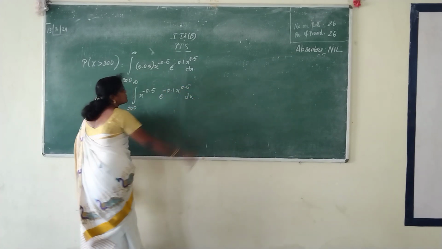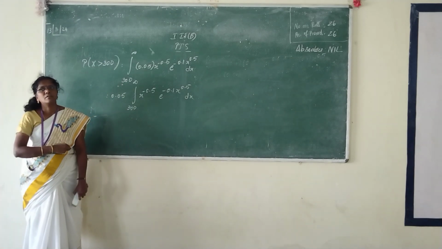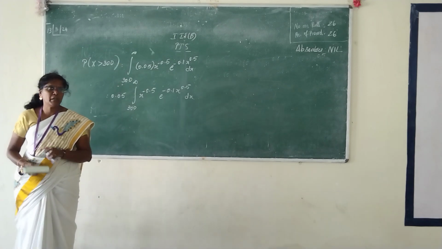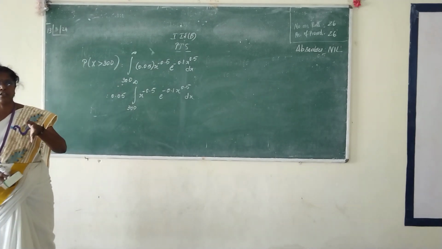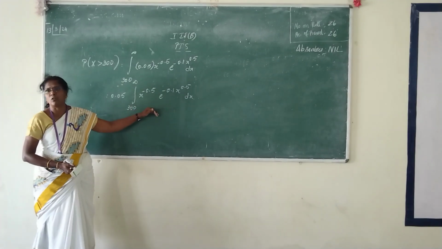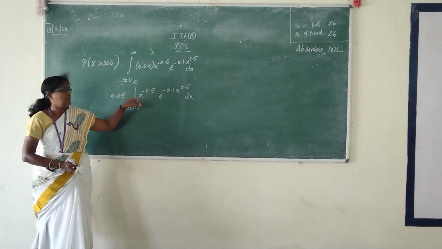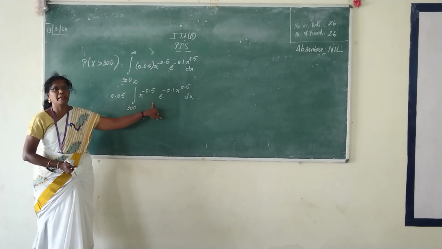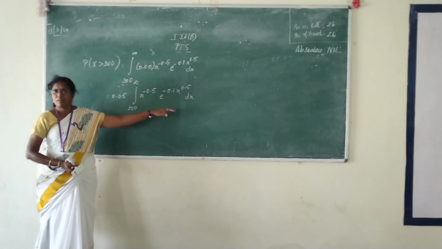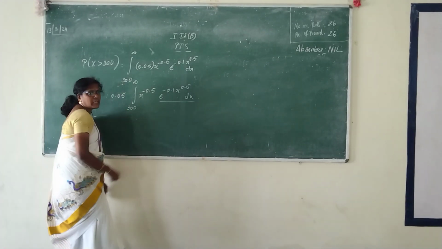Can you apply your Bernoulli's formula here, ma? Possible or not possible? In the previous problem you applied Bernoulli's formula with x cube into the exponential term. Can you apply the Bernoulli's formula here or not? Yes. What is u? x power minus 0.5. What will be dv? e power all this. So you are going to assume that this is your dv, right? Tell me what will be v?